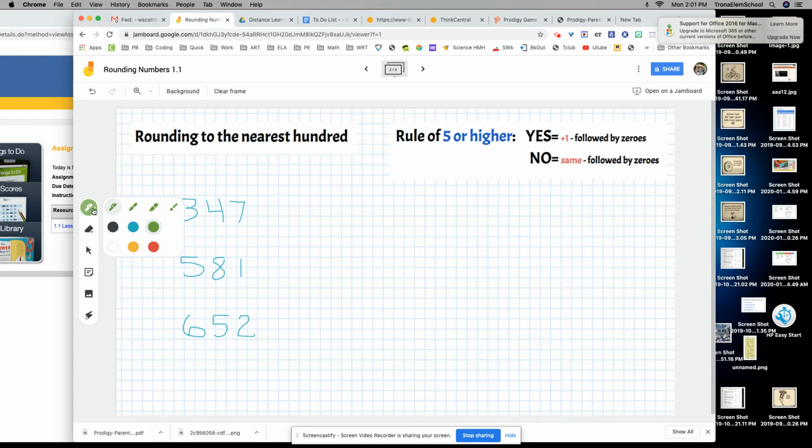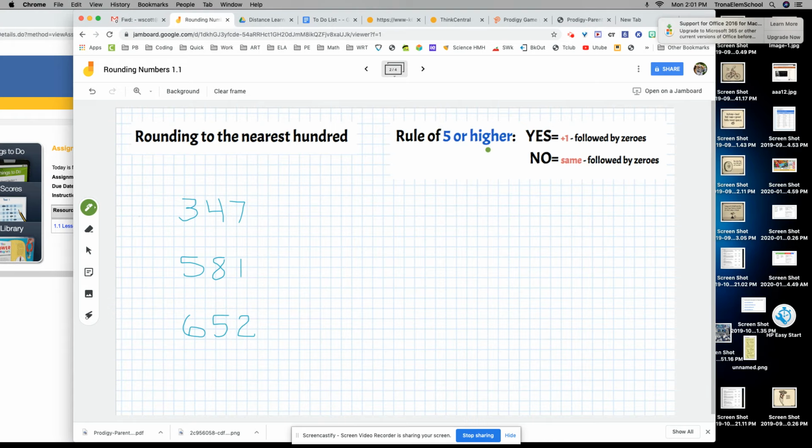Alrighty, we are rounding to the nearest hundred. And again, the same rule is going to apply: the rule of 5 or higher. If my answer is yes, my hundreds number will go up by 1. The rest of the numbers after on the right will all turn to zeros.